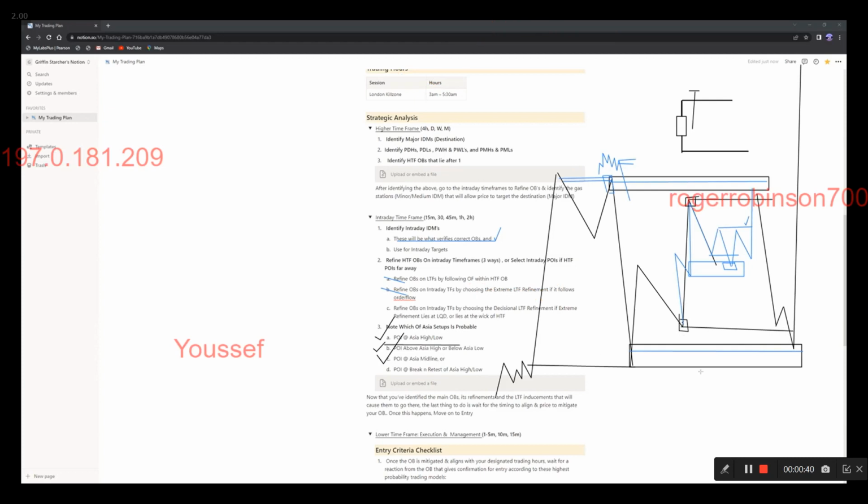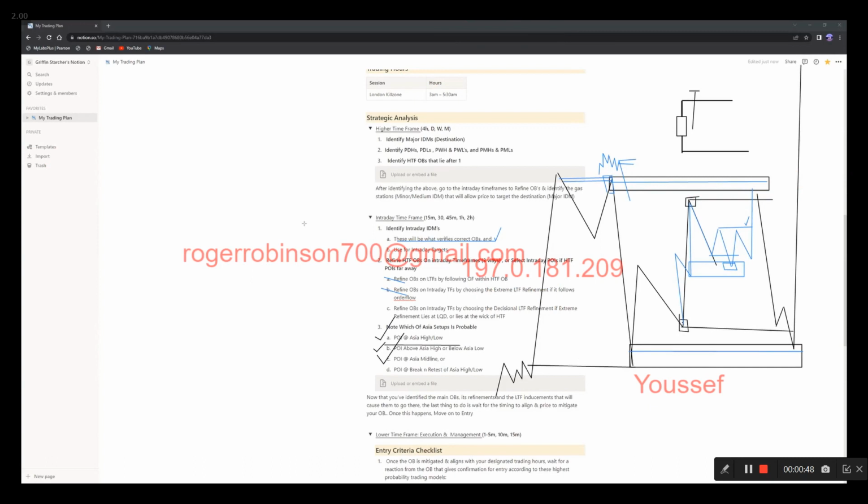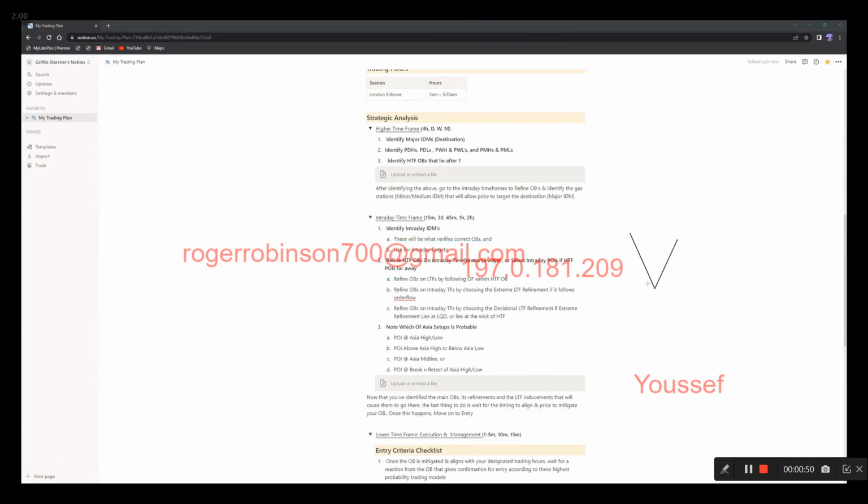So if your extreme lies at liquidity, enter based off the decisional. Or if your extreme lies within a big wick, choose the decisional, right? So that's how you need to go about this. And then lastly is identifying which of the Asia setups is probable, right? So we have that inducement right here, and we have our valid order block.